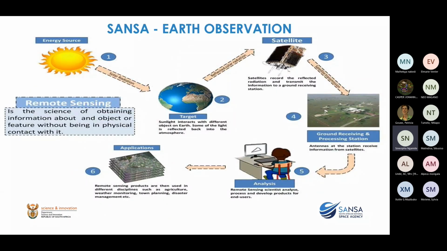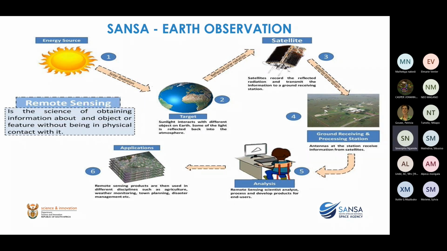So, like I said, they are mainly for Earth observation, and Earth observation involves the use of satellites for remote sensing. So remote sensing is basically the science of getting information about an object or feature without being in physical contact with it. So that is where monitoring of the environment comes in. We use satellites or robots such as satellites to monitor our environment.